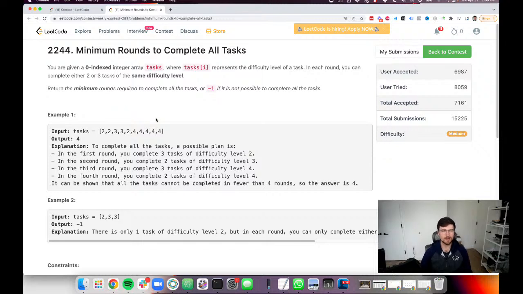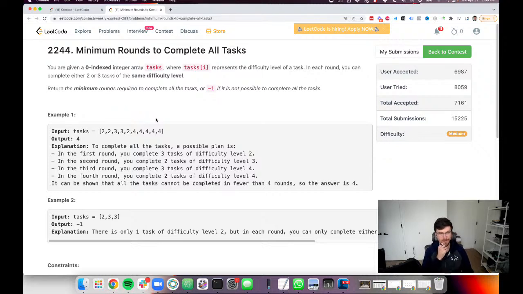So in this case, we're given a 0-indexed integer array tasks, where tasks[i] represents the difficulty level of a task. In each round, we can either complete 2 or 3 tasks of the same difficulty level. And then we want to return the minimum required rounds to complete all the tasks, or -1 if it is not possible to complete all of the tasks.